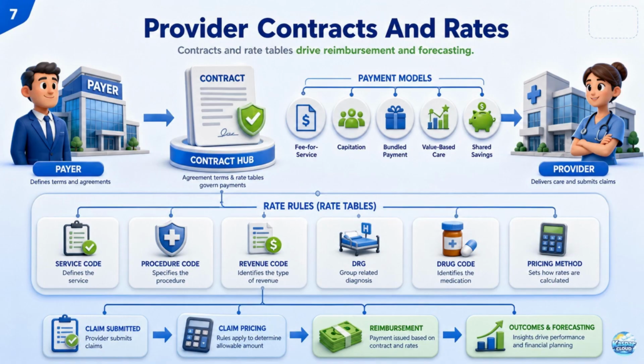Provider contracts and rates deserve their own structure. A provider contract defines the commercial or operational agreement between the payer and provider. It may be fee-for-service, capitation, bundle payment, value-based care, shared savings, or another payment model. Contract rate tables store payment rules by service code, procedure code, revenue code, diagnosis-related group, drug code, or other pricing method. This part of the model is sensitive because it directly affects claim pricing, provider reimbursement, medical cost management, and financial forecasting.